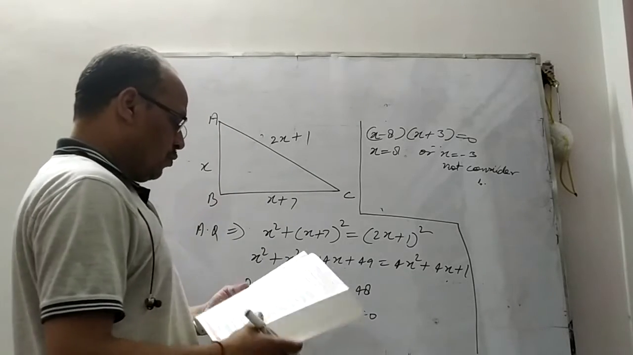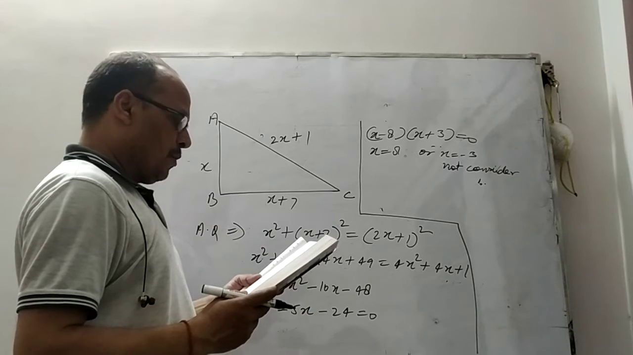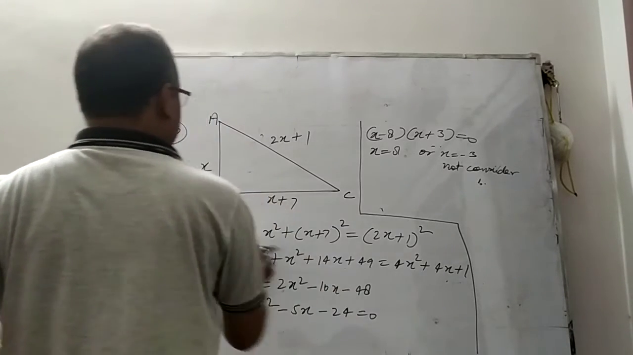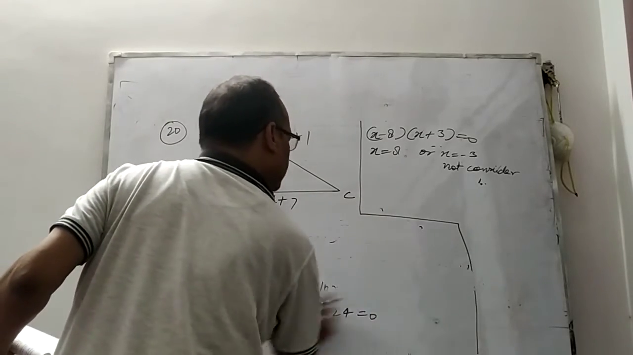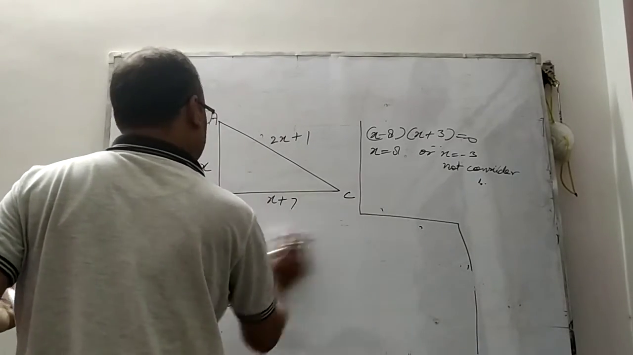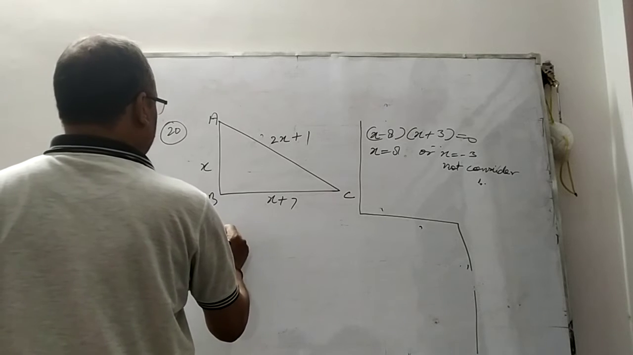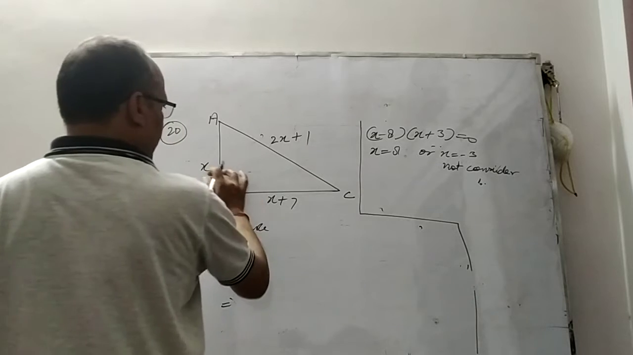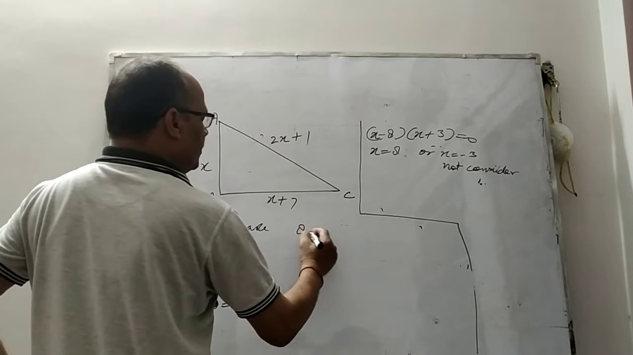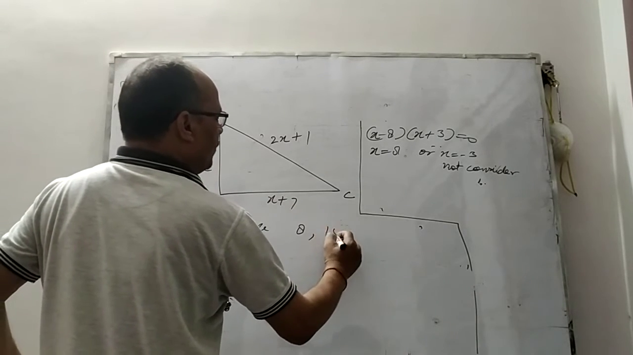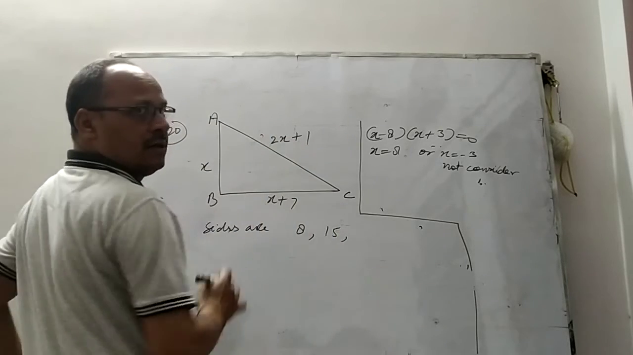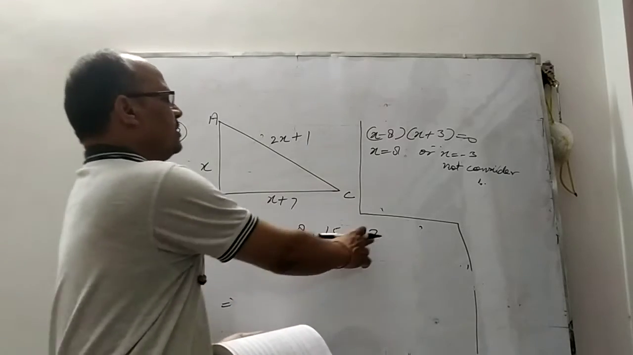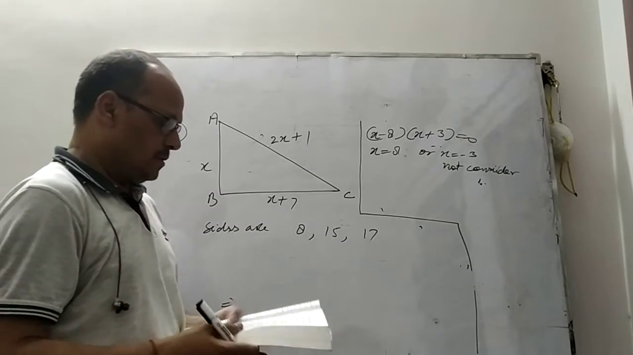So, what is being asked here? Find the sides of the grassy land. So, what will be the sides? The sides are x, which is 8, 8 plus 7 is 15, and 8 twos are 16, plus 1 is 17. These are the sides, and this is the hypotenuse.